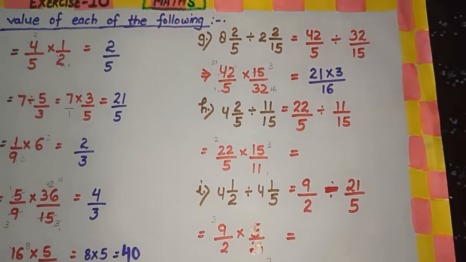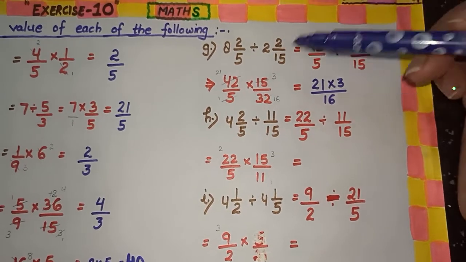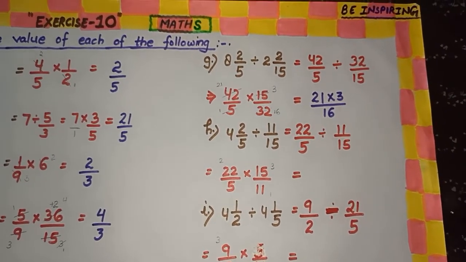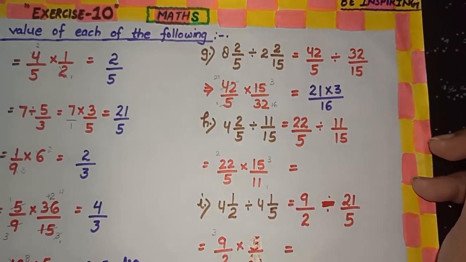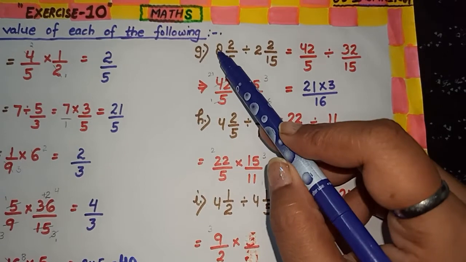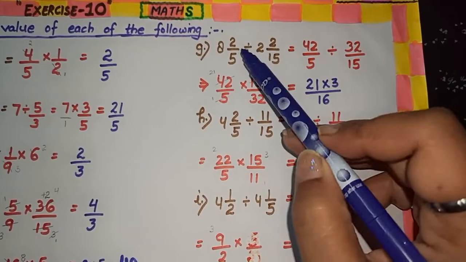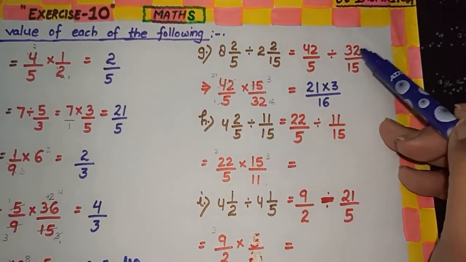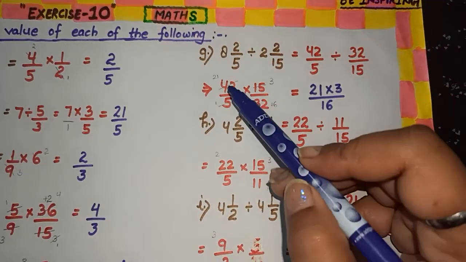Now moving on to the ninth part, we can see that both the fractions are in mixed fractional form. First of all, we need to convert them into improper fractions. 5 8s are 40 plus 2, 42 upon 5 as it is, divided by 15 2s are 30 plus 2, 32 divided by 15.